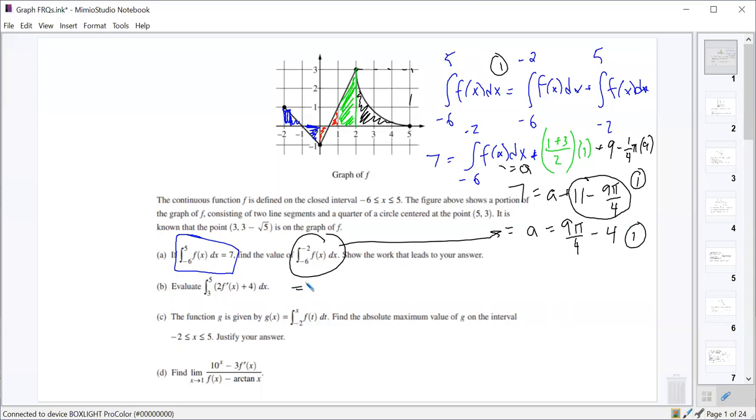All right. What about this one? Part B. What do we do? Well, the first thing that we should do is we should integrate, which should give us 2f of x plus 4x. And then we should evaluate that from 3 to 5. Everybody good there?